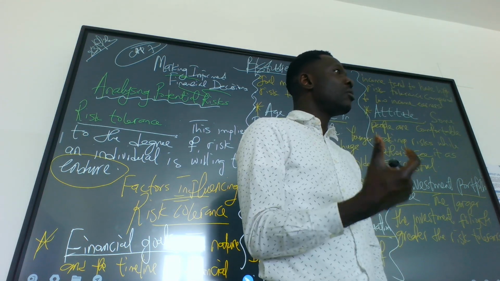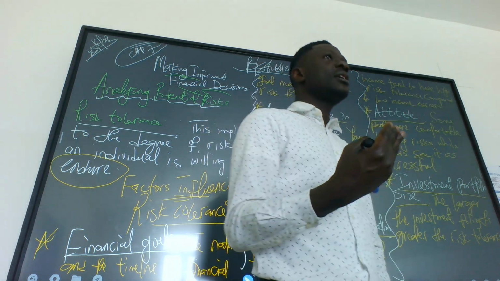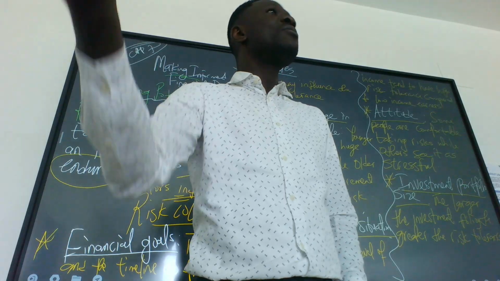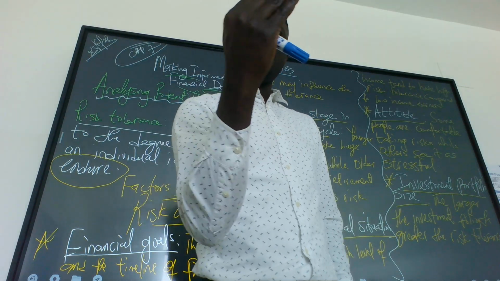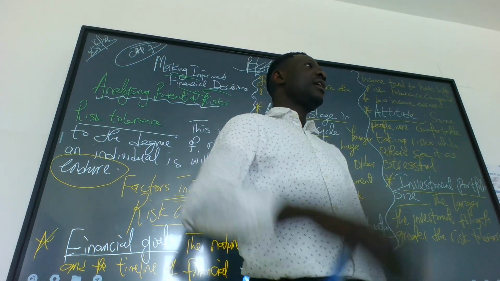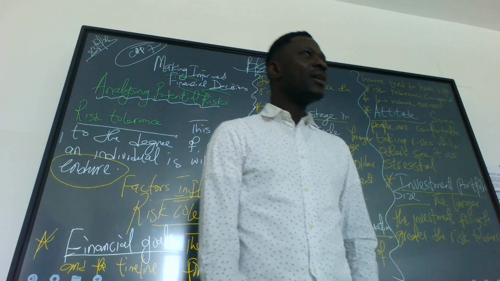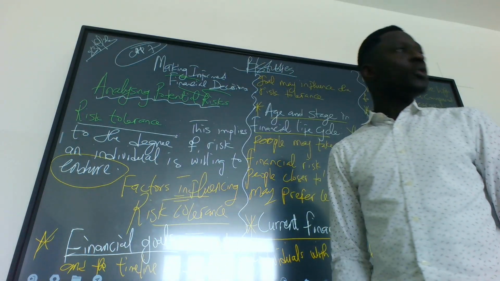How can you endure? Can you endure more or less? If you can endure more, that means you can take a high risk. If you can endure less, you can take a low risk. You wouldn't want to take a high risk. Do we understand risk tolerance here? Do we understand or not?